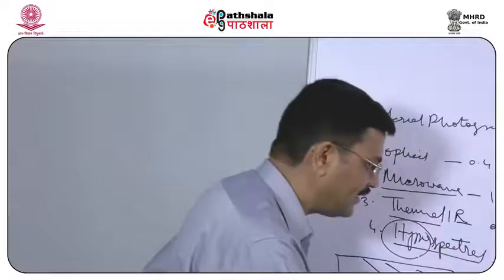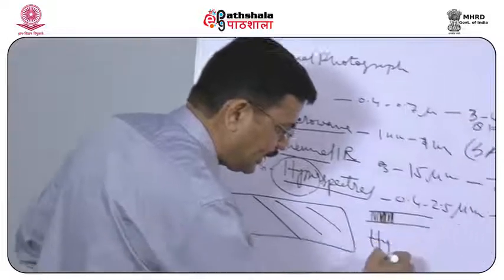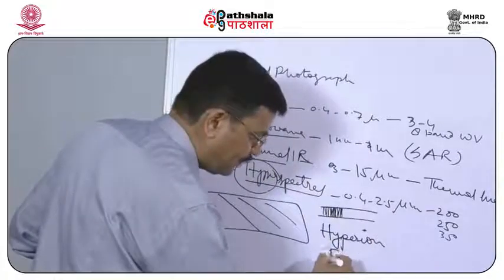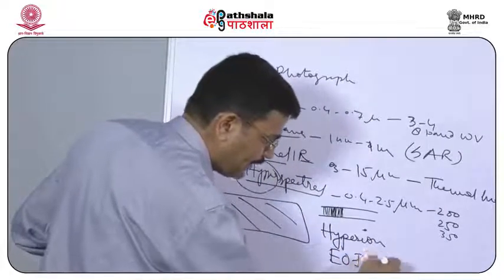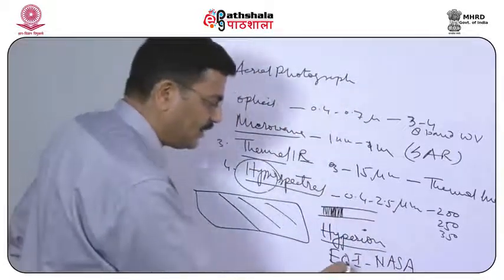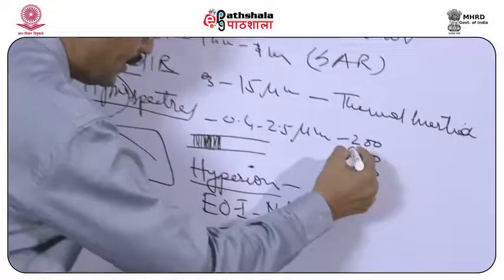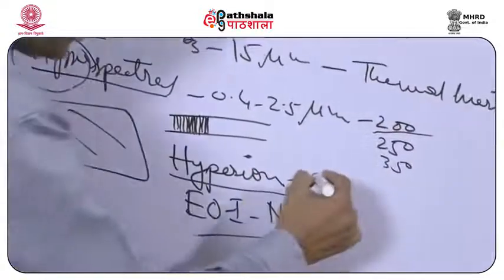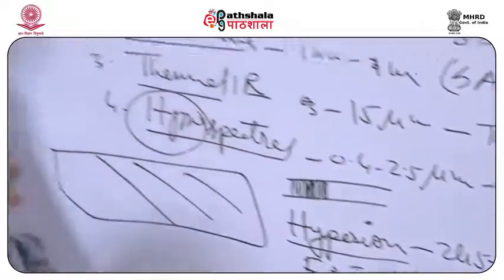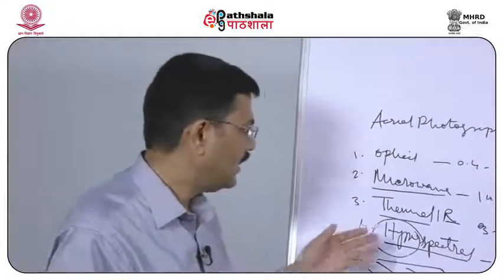So hyperspectral data, as I said, is the best and important data, and the sensor that we have, Hyperion, is a sensor of EO-1, which is a NASA program. The Hyperion data being used for geological studies has spectral bands of more than 200, 245 to 250 or so. So we can use these data for fine and minute changes.